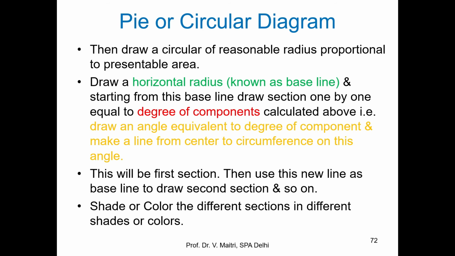From this baseline you draw another line with the degree of the component which we have just calculated. Then this line becomes the baseline again, and you draw another component. Then again from the second line, which becomes the baseline, draw another line. Continuously you go on doing this, and if you want to give a color or a shade, it is up to you.